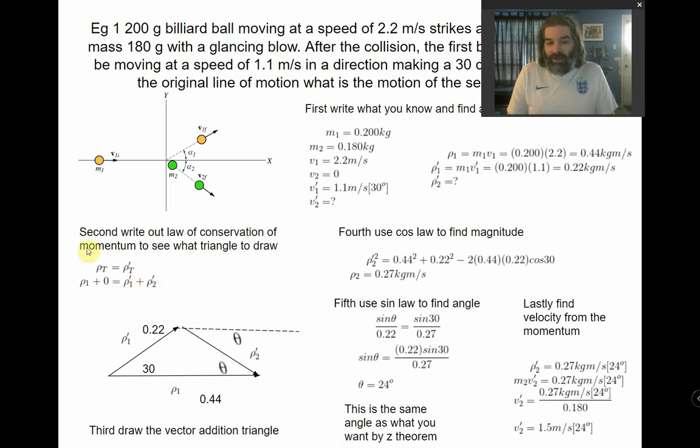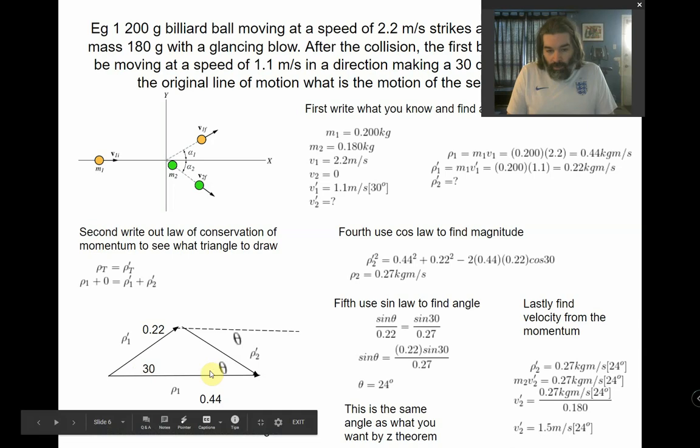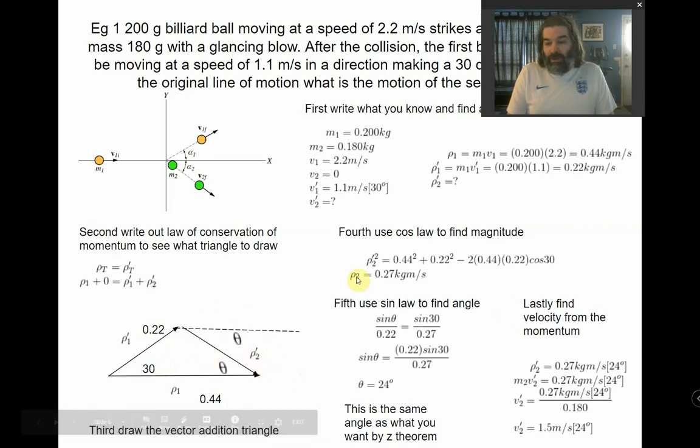I know how to draw that. That's the billiard ball. P1 equals p1 prime plus p2 prime. I know this angle is 30 degrees. I know what these values are. So the only side I don't know is this p2 prime vector. If I know two sides and the angle between them, I can use cosine law to find the magnitude, the length of this arrow, 0.27 kilogram meters per second.